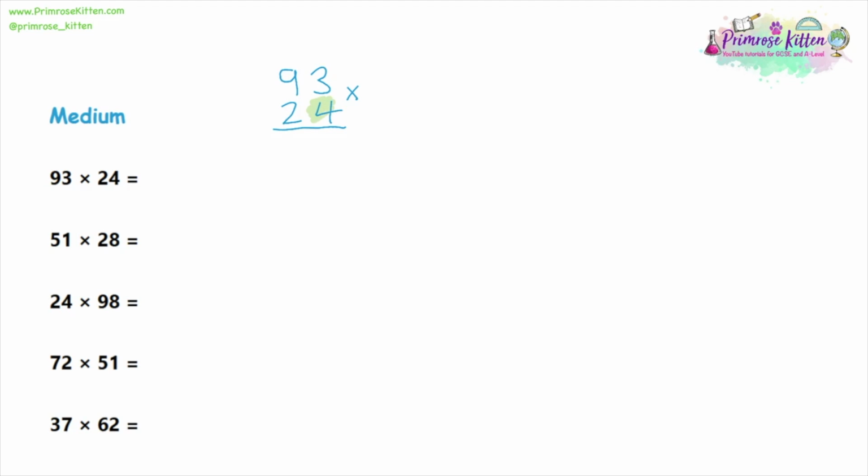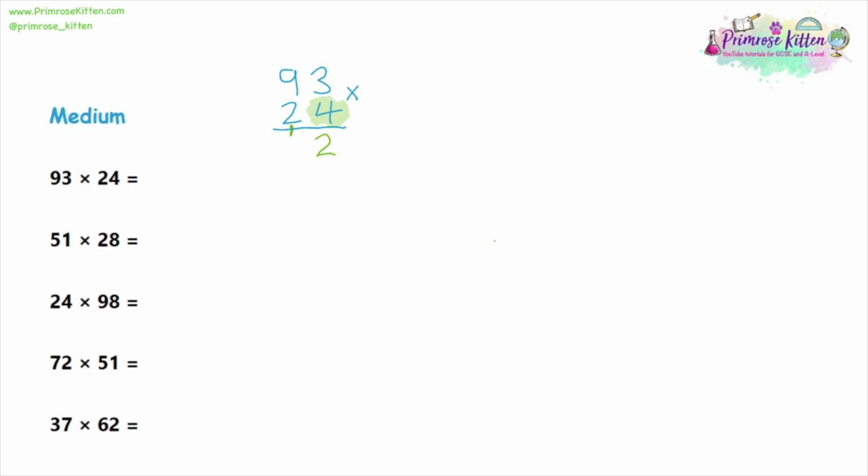So our first job is to multiply by the 4. So we'll tackle the units column first, and we'll do the 3 units in 93 times the 4, which will give us 12, writing the answer in the units column and carrying the 1 that won't fit in there.